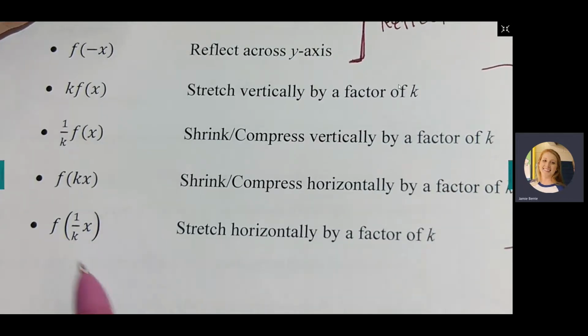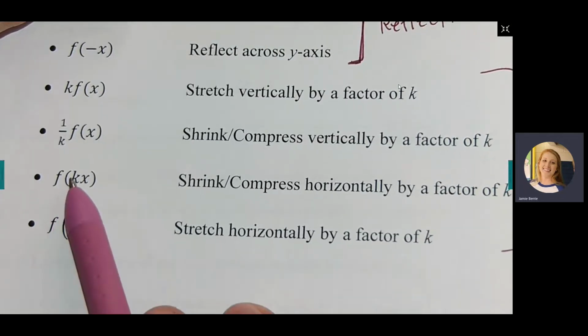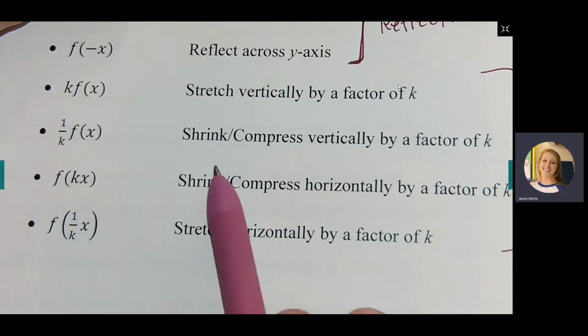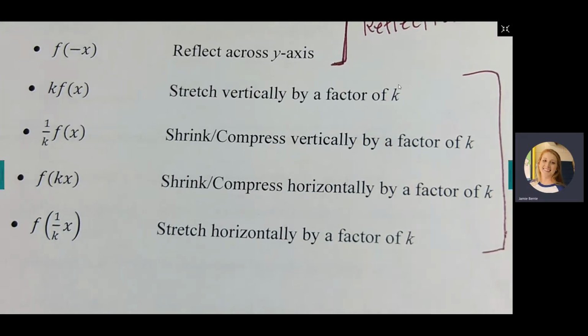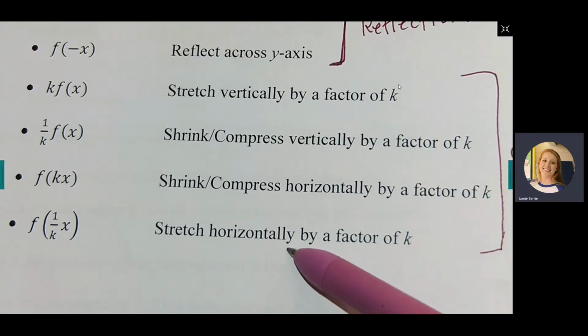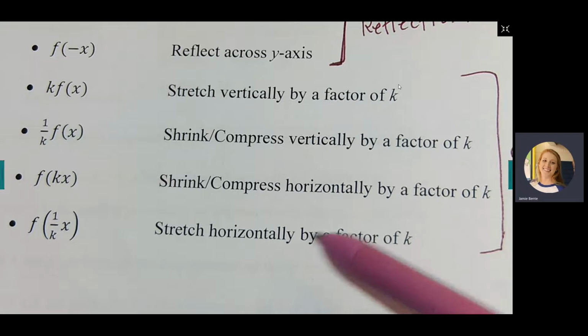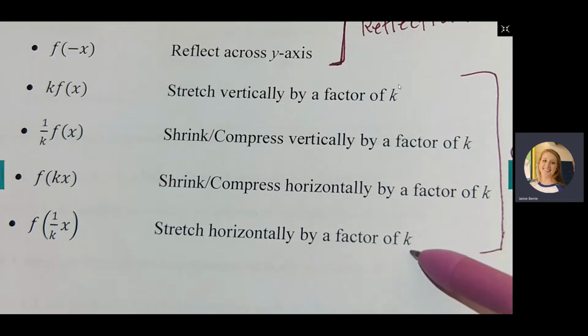Right, and then here are our inside operations. If you're multiplying by a whole number on the inside, it's going to compress it horizontally, so it's going to smush it in from the sides by a factor of whatever that whole number is that you're multiplying by. And then if you're multiplying by a fraction on the inside, it's going to stretch it horizontally by a factor of whatever the denominator is. So let's look at some examples of this.